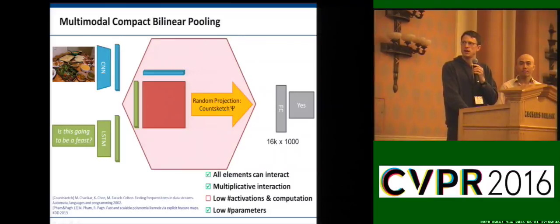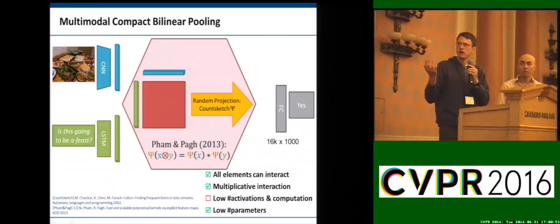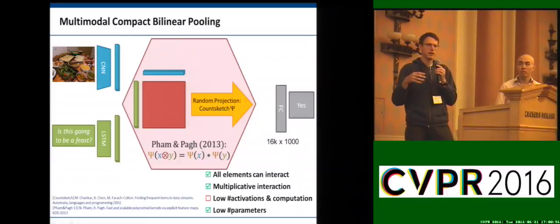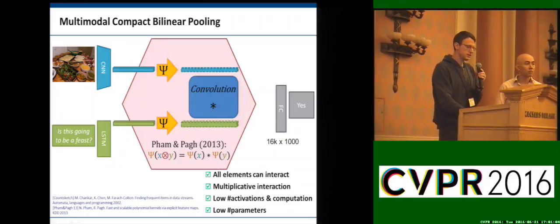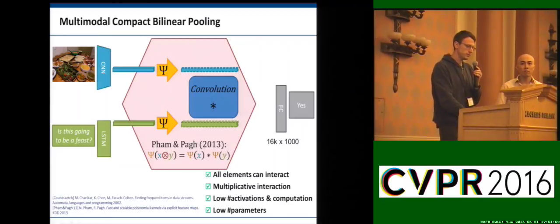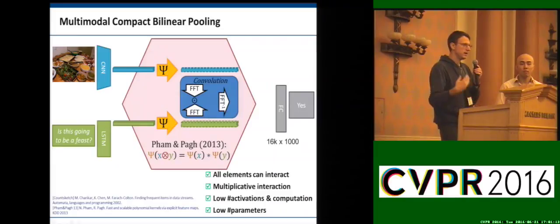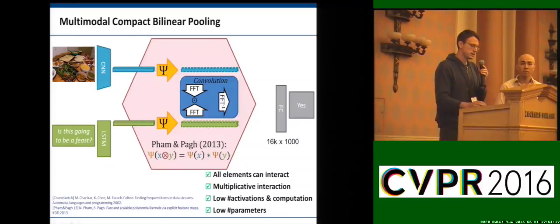But we still have a large number of activations and high computation because we have to explicitly compute the outer product. But Pham and Pagh have shown that actually the count sketch of the outer product is equal to the count sketch of X convolved with the count sketch of Y. So we can actually simplify this to just first doing the count sketch and then doing a convolution. And we can further optimize that by doing, instead of a convolution, the element-wise product in FFT space, or frequency space.